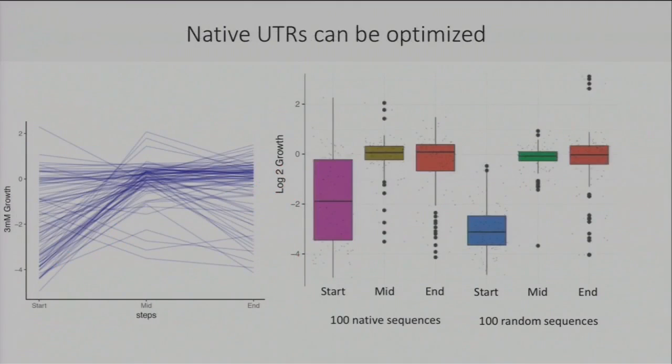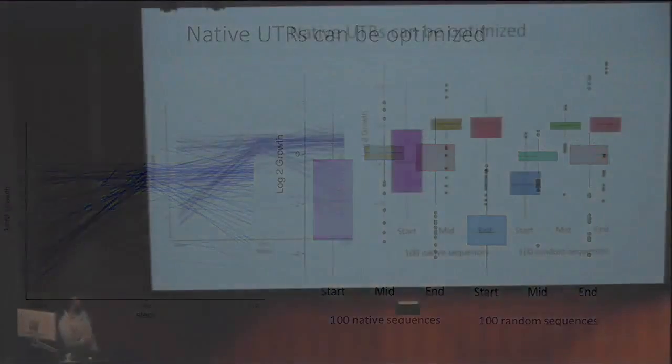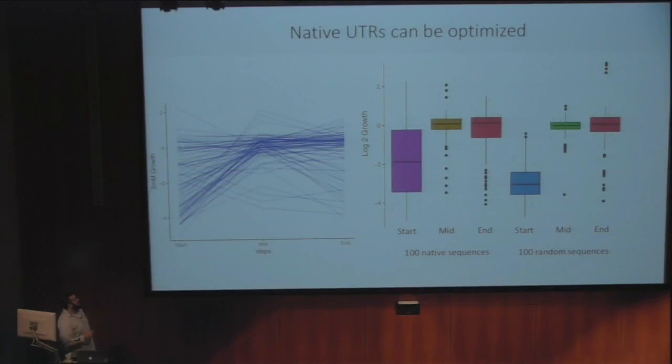You can see one major difference is, like I said before, the native UTRs on average are pretty well optimized for high evolving. So ones that started pretty poorly, we could evolve quite nicely, but the ones that started with a very high growth rate, we could not increase that growth rate by a whole lot.